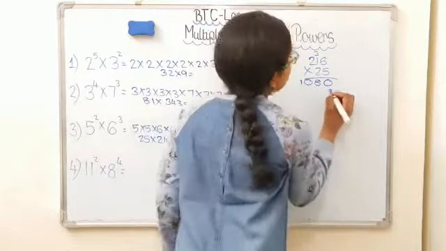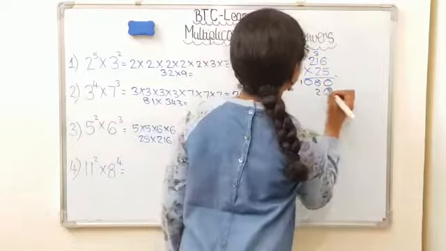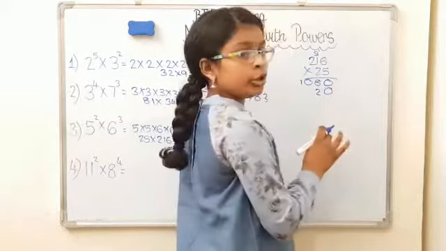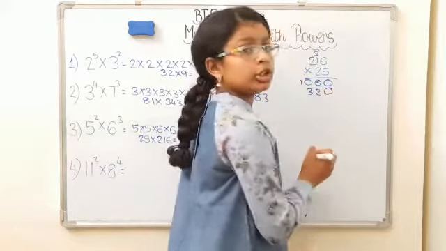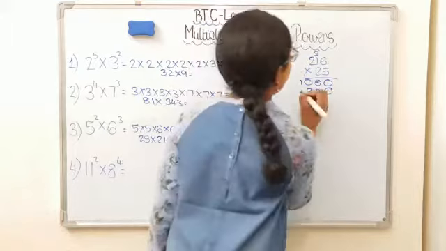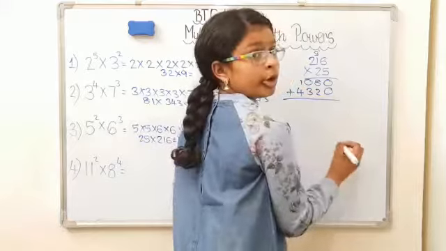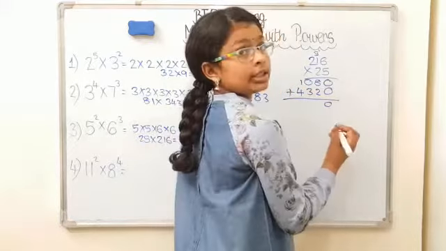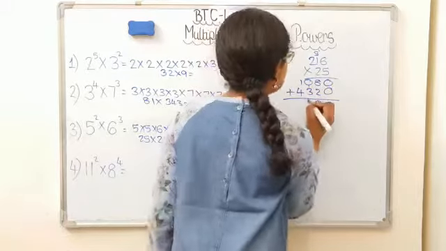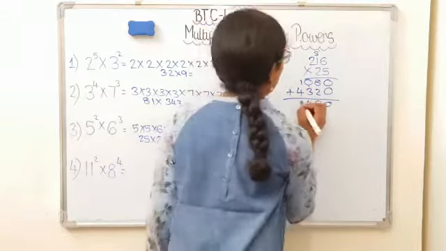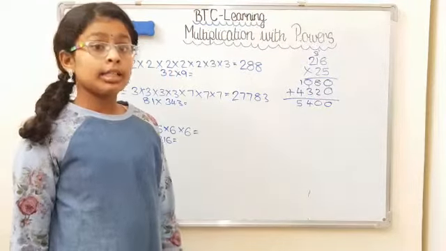Now I'm going to add the 0. Now 2 times 6 is 12, carry the 1. 2 times 1 is 2, add the 1, it is a 3. And 2 times 2 is a 4. Now I'm going to add it up. 0 and 0 is 0. 8 and 2 is 10, so I'm going to write 0, carry the 1. 1 and 3 is 4. 4 and 1 is 5. So our answer is 5,400.